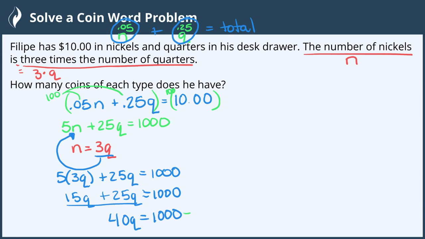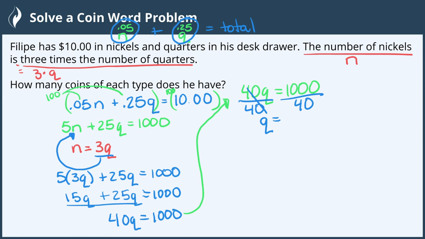And I've run out of room, so we'll come up here and we have 40Q equals 1,000. To isolate the variable, we'll divide both sides by 40, and we're left with Q equals 25. So that means we have 25 quarters, but we wanted both the number of quarters and the number of nickels. So we'll substitute this back into one of the original equations, and I'm going to choose the second one since it's already solved for N.